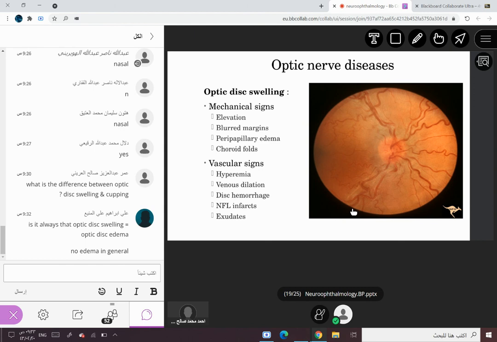has a definition. This is my reservation on this definition, although there is variation between ophthalmologists and neurologists in relation to it, even between ophthalmologists themselves. But papilledema by definition is disc edema due to increased intracranial pressure, and by definition it is bilateral.